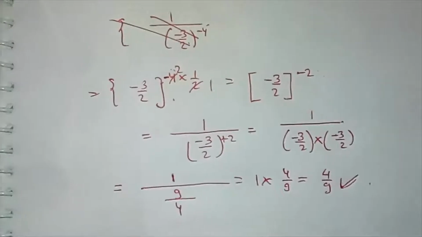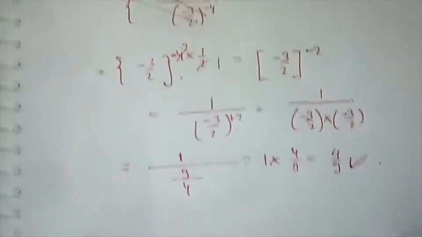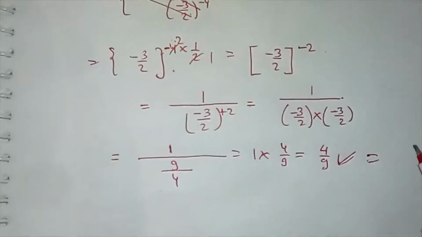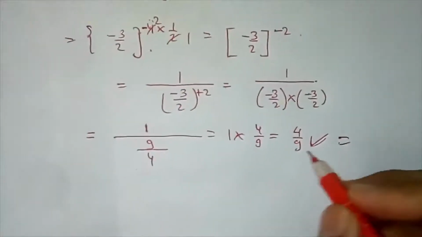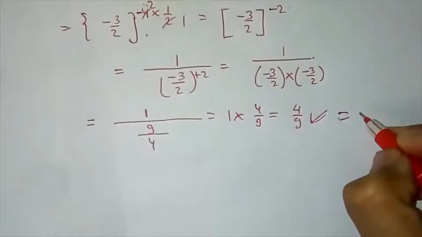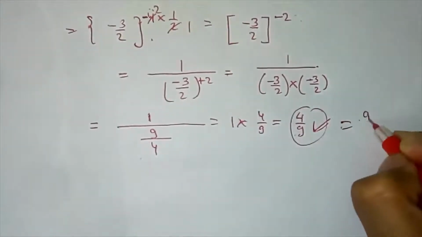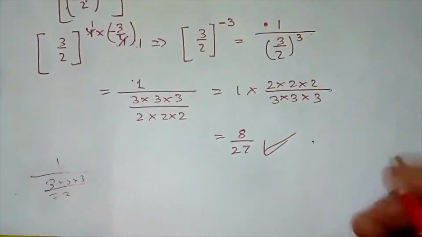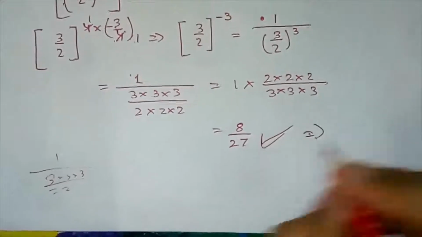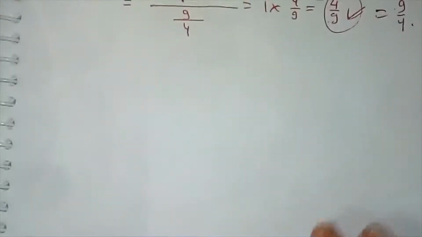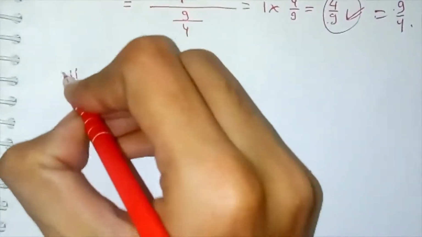So actually guys, the question was asking about the multiplicative inverse. In this question, we have to find the multiplicative inverse of this. So the multiplicative inverse of 4 by 9 is 9 by 4, and in the previous part we will also correct it: the multiplicative inverse of 8 by 27 is 27 upon 8. Okay, so let's quickly move to the next part of this question, that is the third part.